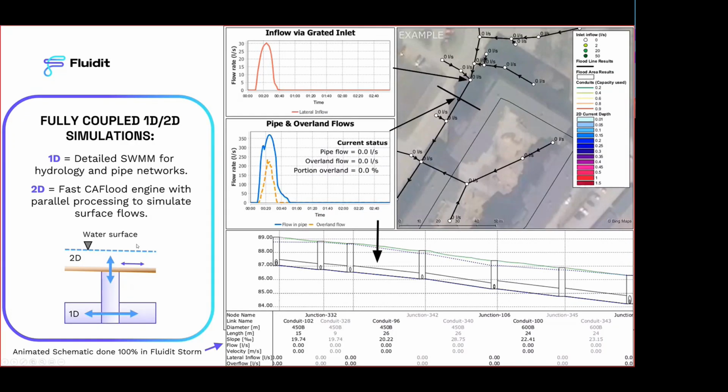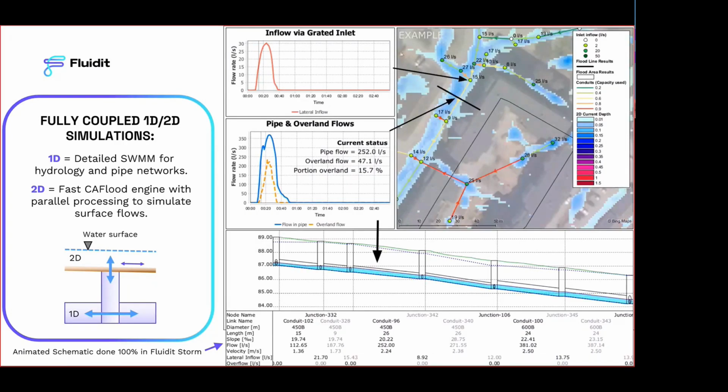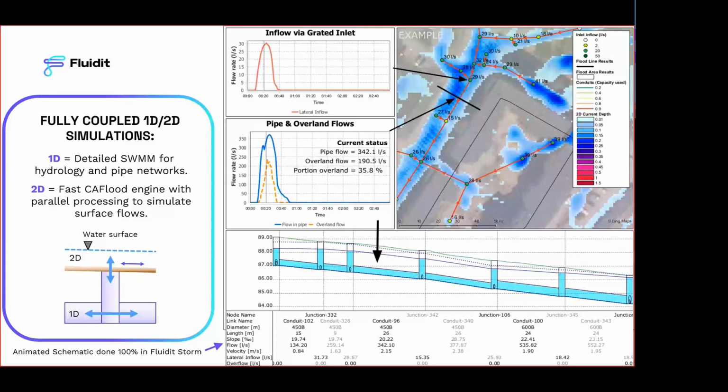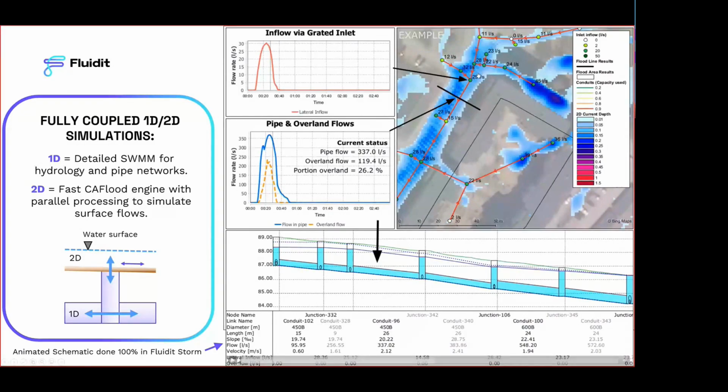And we've put this together using SWMM Engine for the 1D and then CA Flood for the surface flow simulations. And how it looks in the actual simulation. Let's look at this animation, which is 100% done in Fluidit Storm. So in this example, we now start having rainfall on grid. The rainfall accumulates, of course, and as you can see, if I pause here, we are having flow at curb inlets going into the system at these rates.